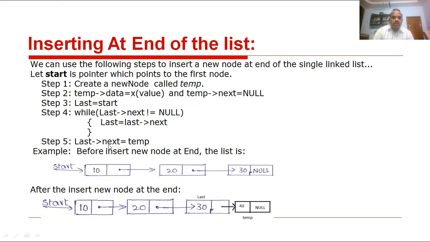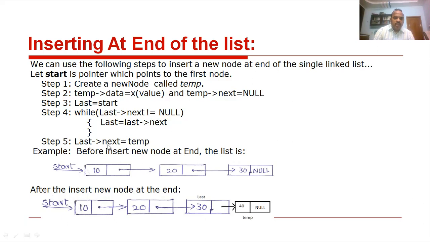Temp to data equal to value, and temp to next equal to null. Last equal to start. While last to next is not equal to null, traverse one by one through the elements. When null occurs, last equal to last to next.